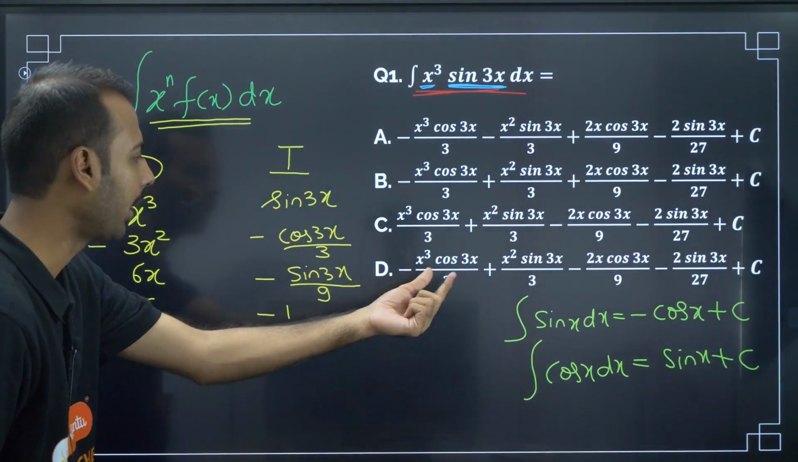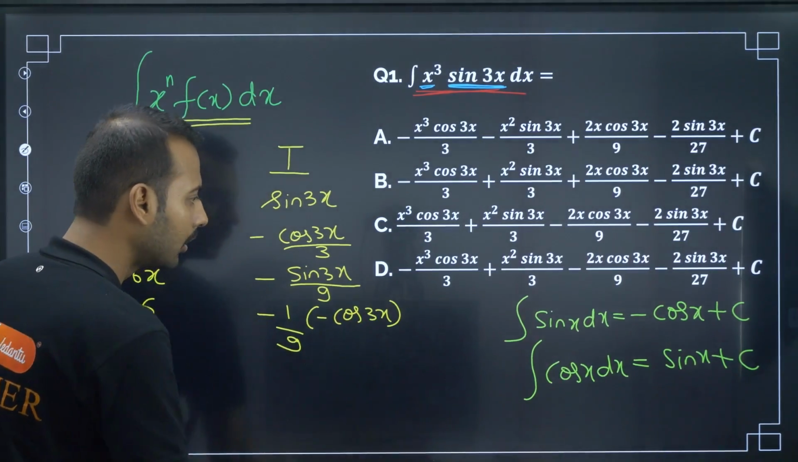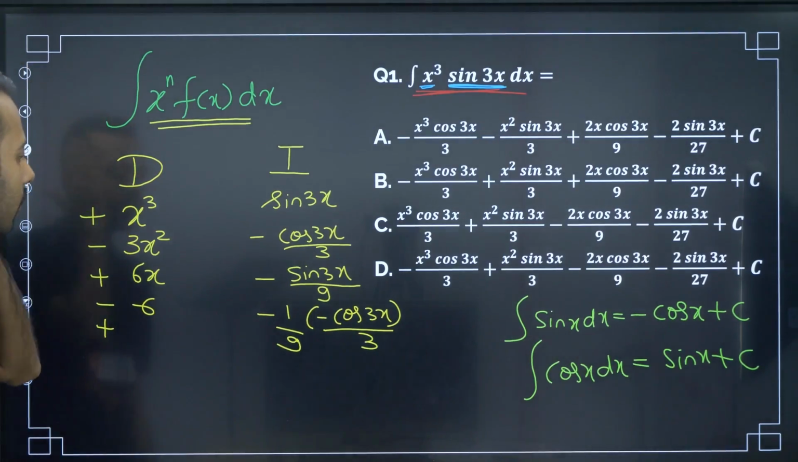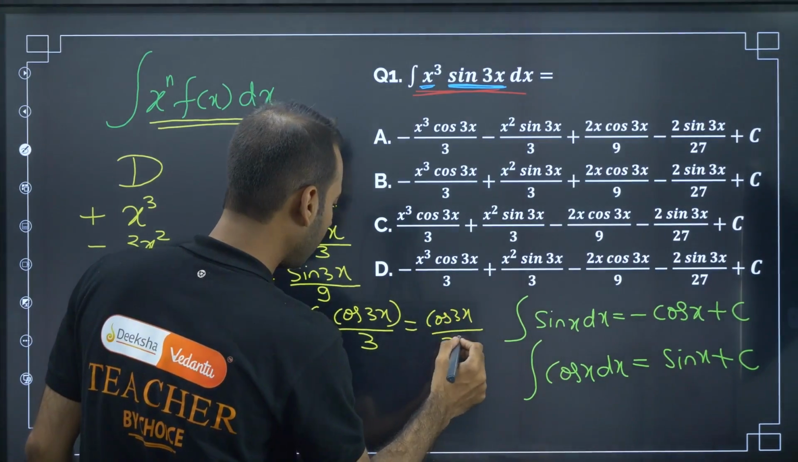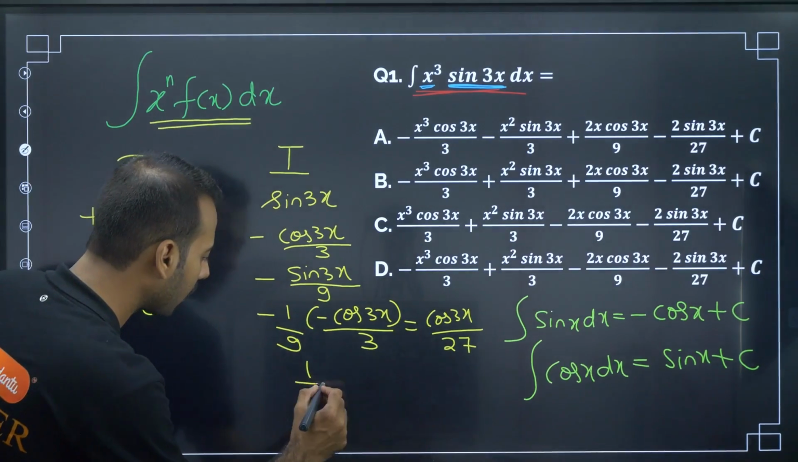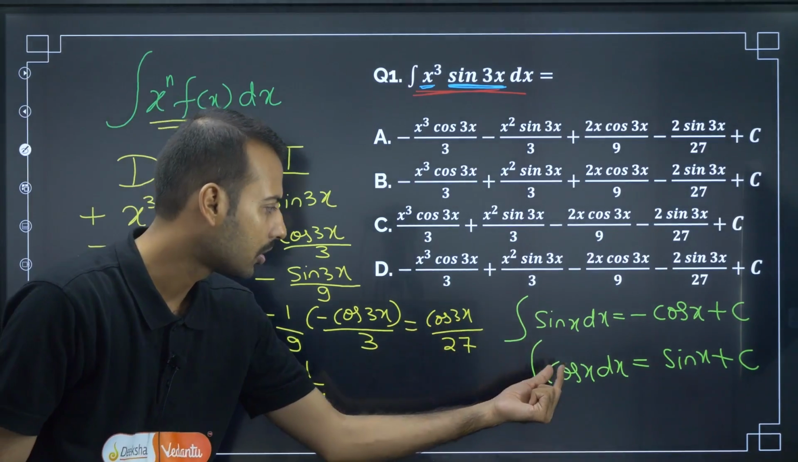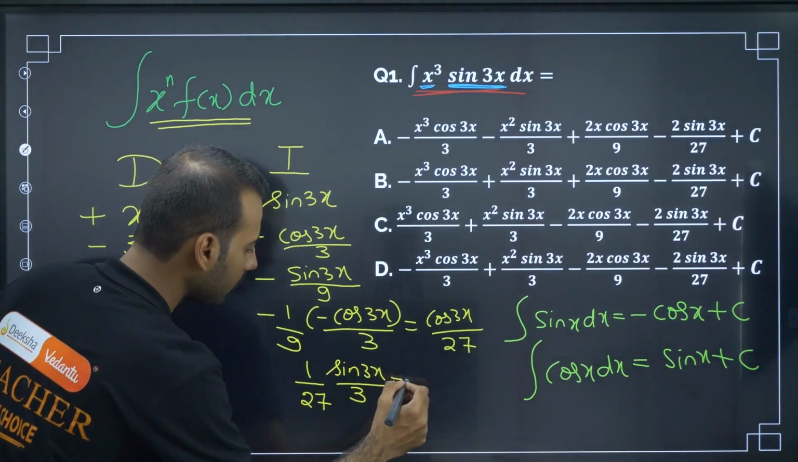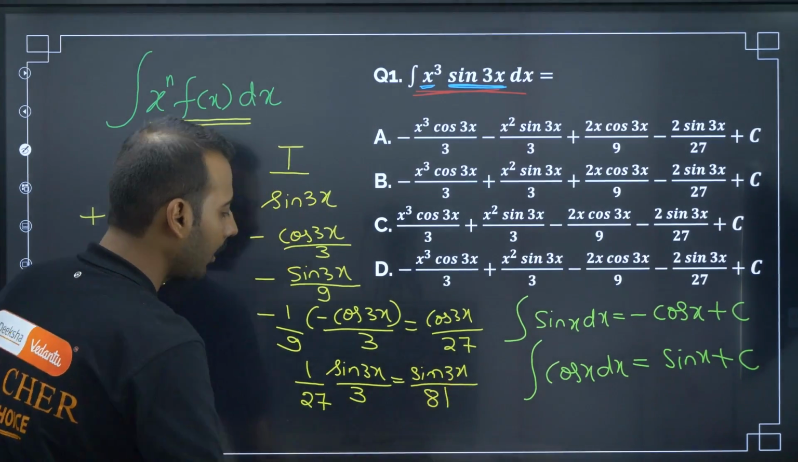Integration of sine x is negative cos x, negative cos 3x, divided by 3 is also there, so I am keeping by 3 also. Next, this is equal to cos 3x divided by 9, 3 9s are 27, minus plus cos 3x. Next, if I go for next integration, 1 by 27 I am keeping as it is. Integration of cos is sine, so let me write here sine 3x divided by 3. So sine 3x divided by 27, 3 27s are 81.